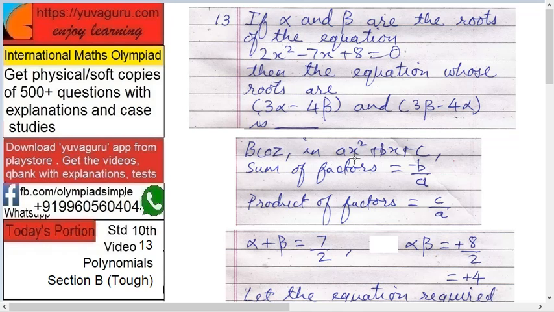This equation is ax square plus bx plus c, right? So the sum of the roots is minus b upon a, and the product of the roots is c upon a. Put the values. So alpha plus beta, the sum of the roots, because alpha and beta are the roots, equals minus b upon a. Minus b means minus of minus 7 upon 2. And alpha beta equals 8 upon 2, c upon a, which equals 4.